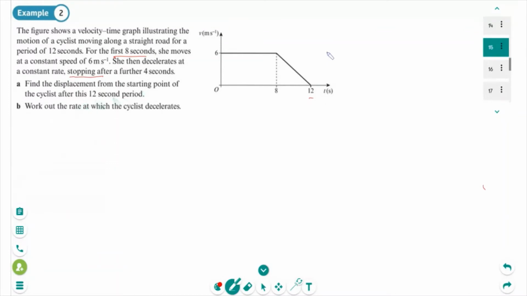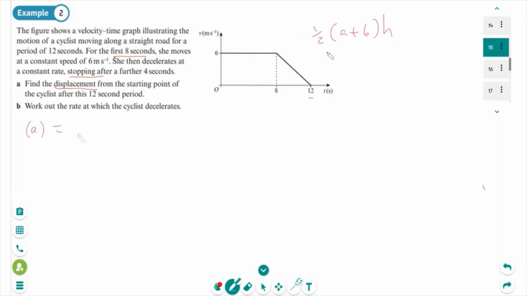after this 12-second period. The displacement on a velocity time graph can be calculated by just working out the area underneath the graph. To work out the area, you can do it as a rectangle plus a triangle, or you can just do it as a trapezium. Remember the trapezium formula, half times (a plus b) times h is the area of a trapezium.